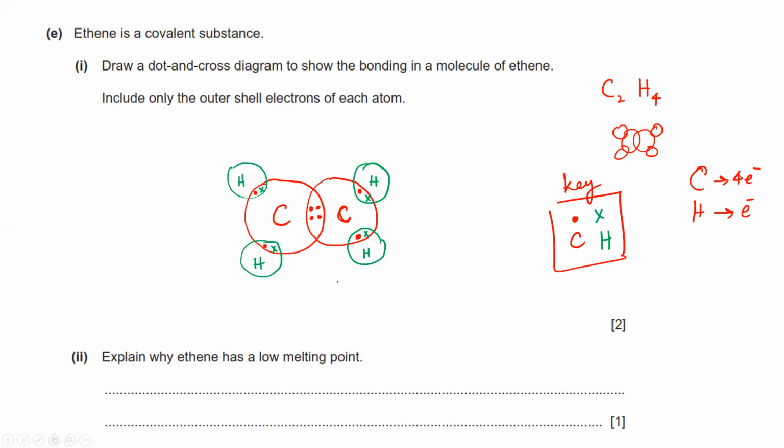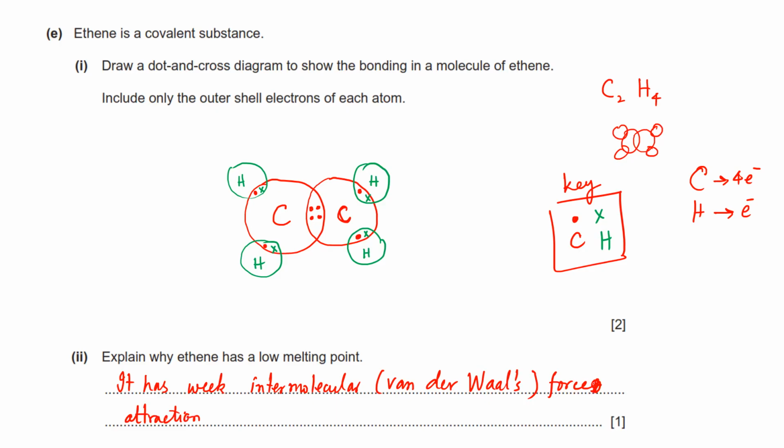Then it says explain why ethene has a low melting point. So ethene has a carbon-carbon double bond. It has weak intermolecular forces or van der Waals forces. So you can say it has weak intermolecular or van der Waals forces of attraction, or basically force of attraction.